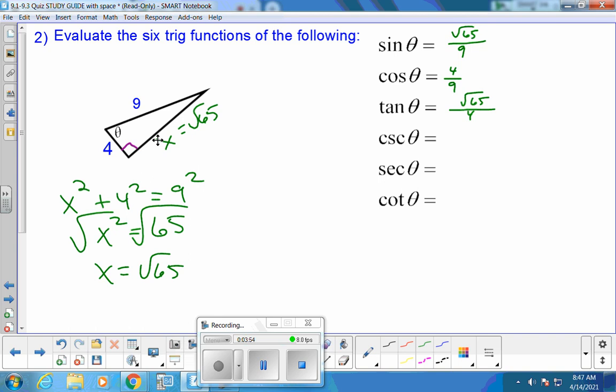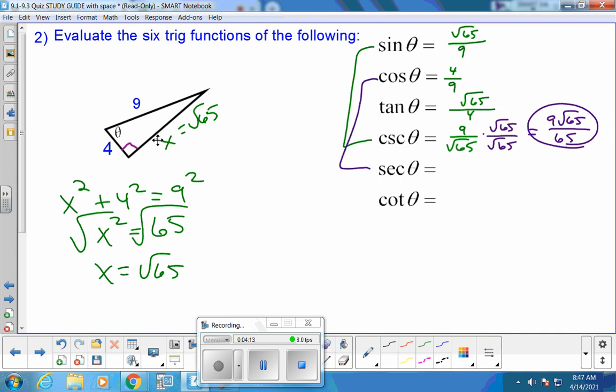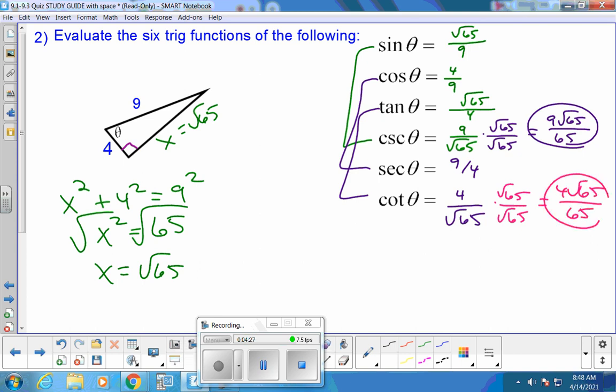Now when we get down to the reciprocals, we are going to have to do a little bit of rationalizing. Let's see if my groups remember to rationalize. They did! I'm so proud! You multiply by radical 65 over radical 65, and you get 9 radical 65 over 65. On secant, you do the reciprocal, 9 over 4. And on cotangent, you do the reciprocal, 4 over radical 65, and then we rationalize. So 4 radical 65 over 65.